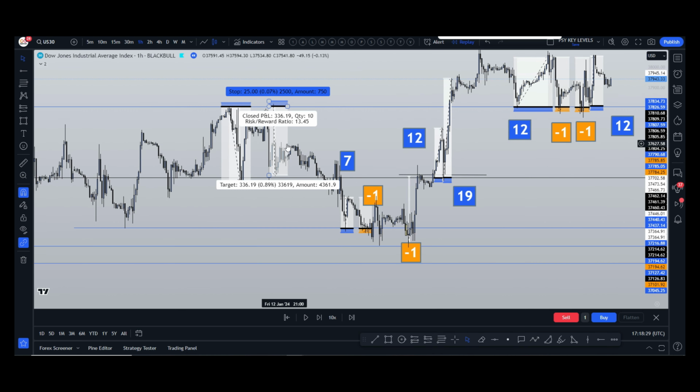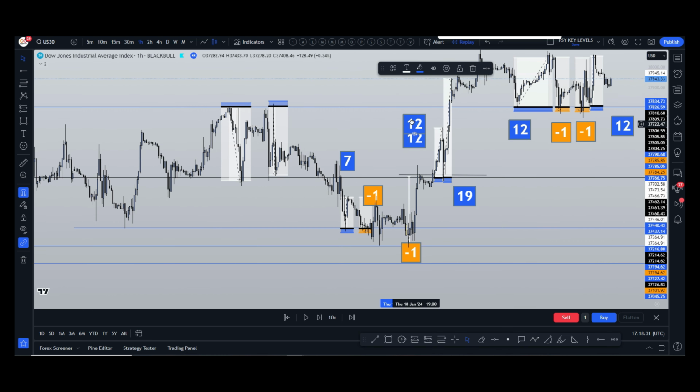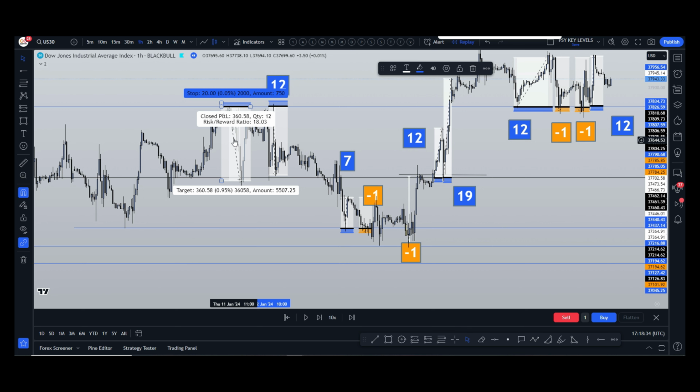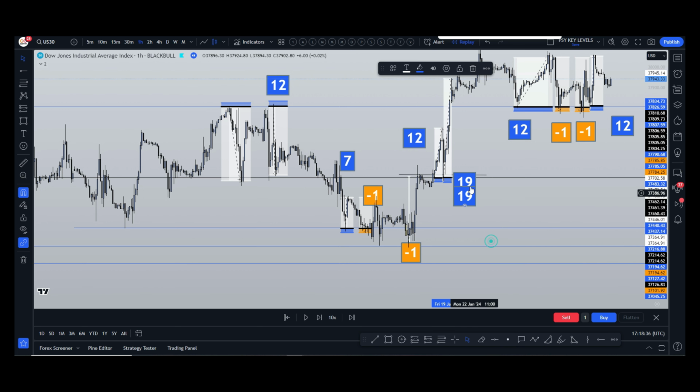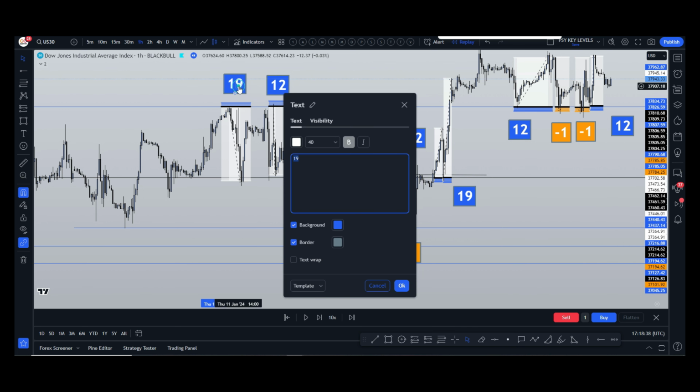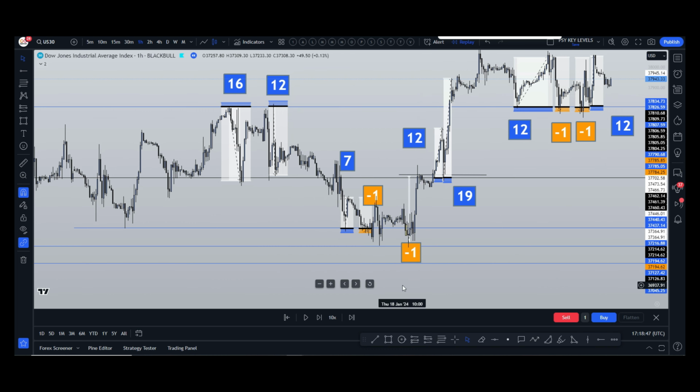What's this here? A +13, let's just call it a 12. What's this? An 18. Well, look at this, guys. Let's just call it a 16, even though it's an 18. But it just shows look how crazy the numbers play in our favor.